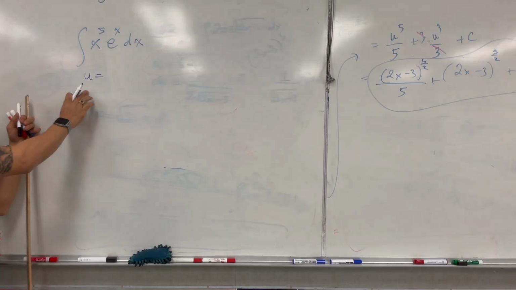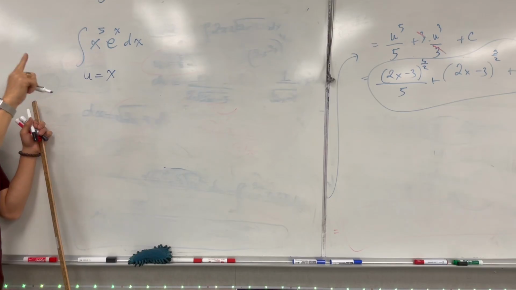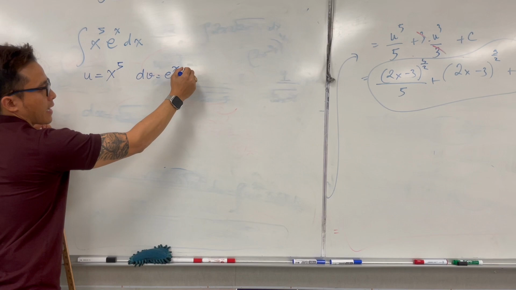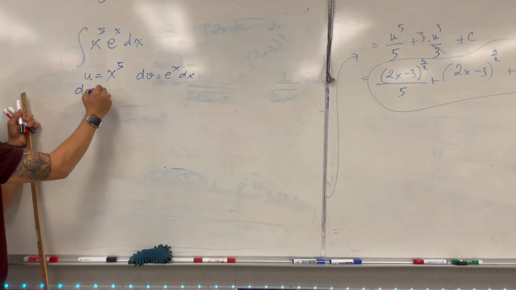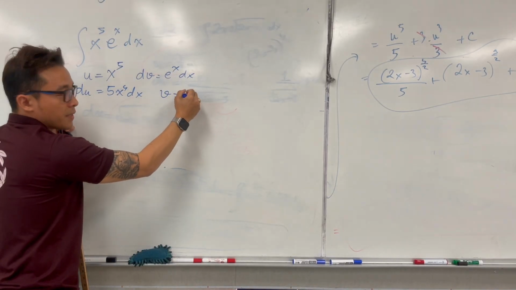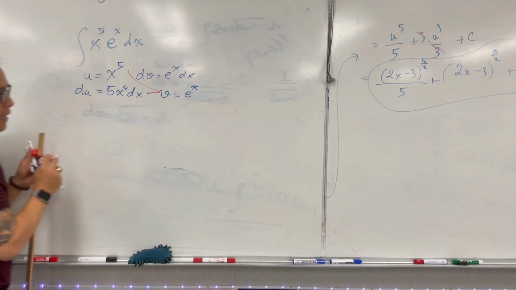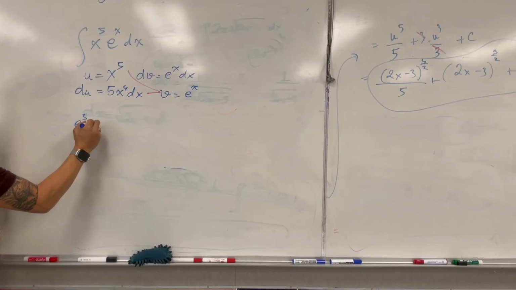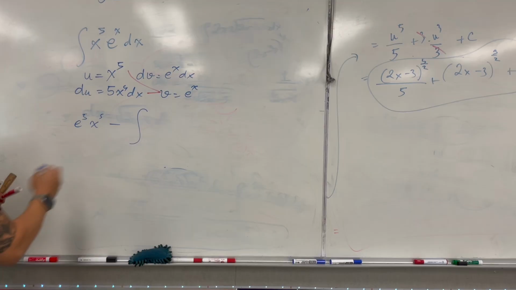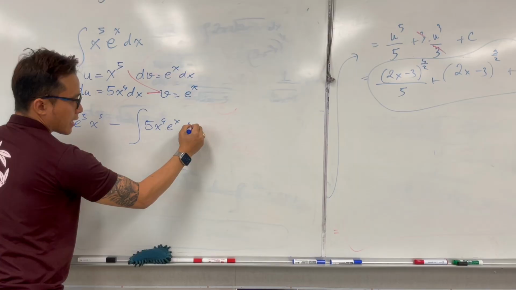What is the u? x to the 5, because this is algebraic, and the algebraic goes first. What is the dv? e to the x dx. Very good, you remember the dx. du equals 5x to the 4 dx. v equals e to the x. Now multiply this, minus multiply this. So e to the x times x to the 5, minus the integral of 5x to the 4 times e to the x dx.